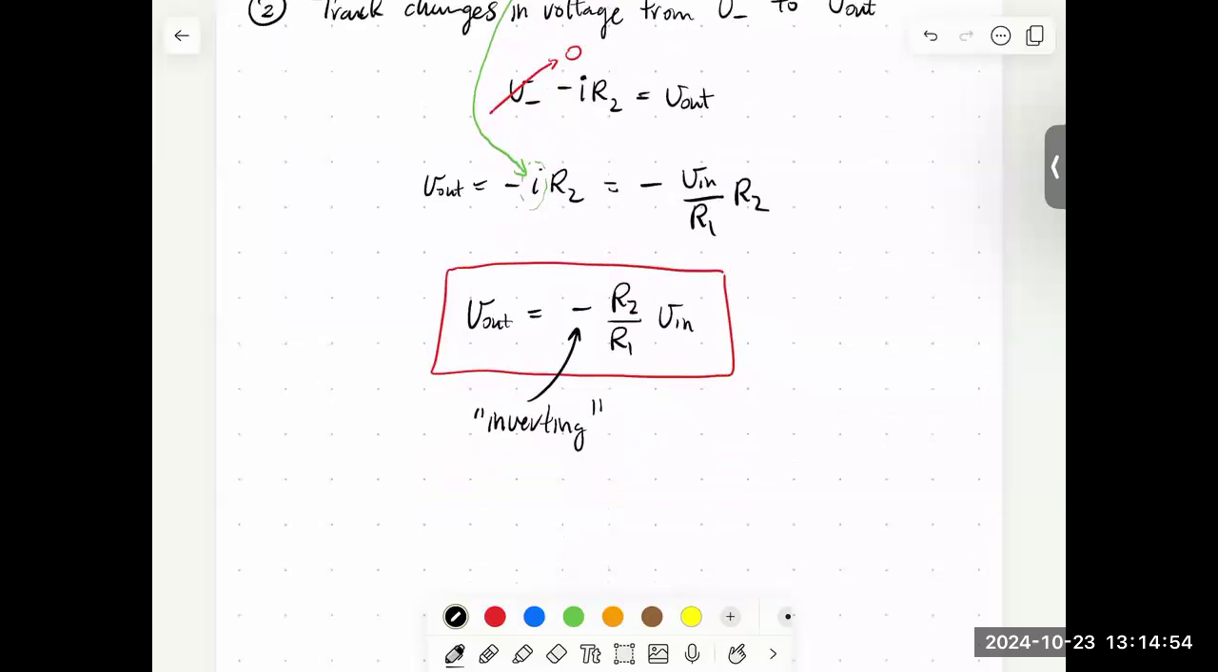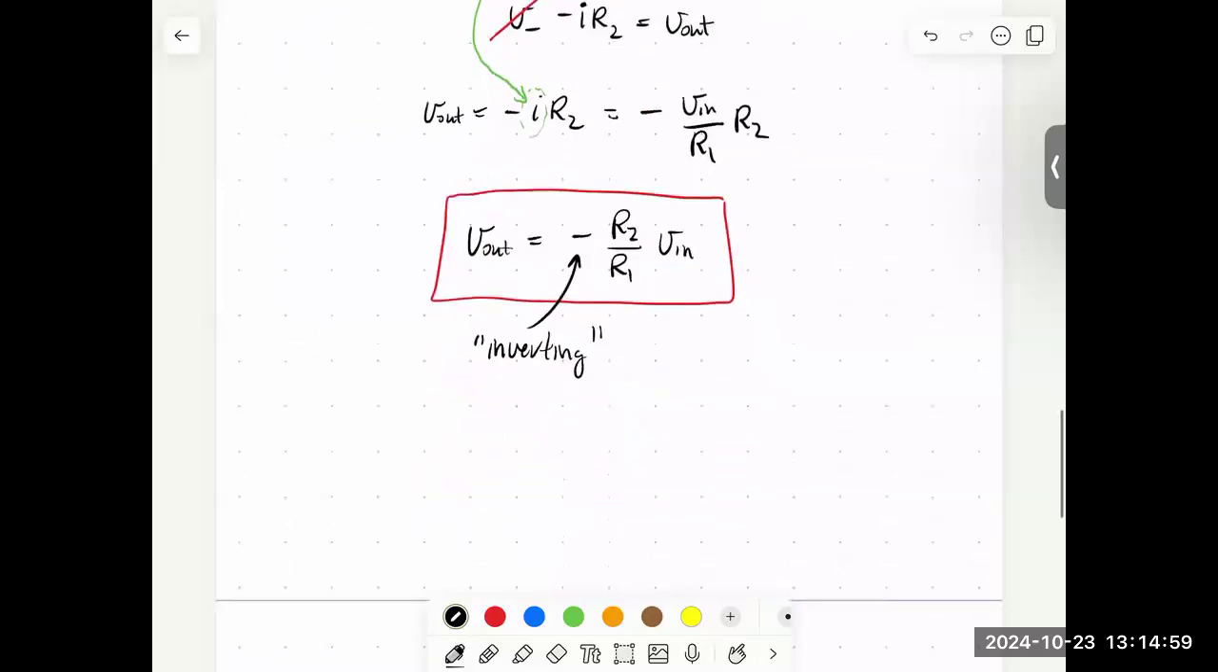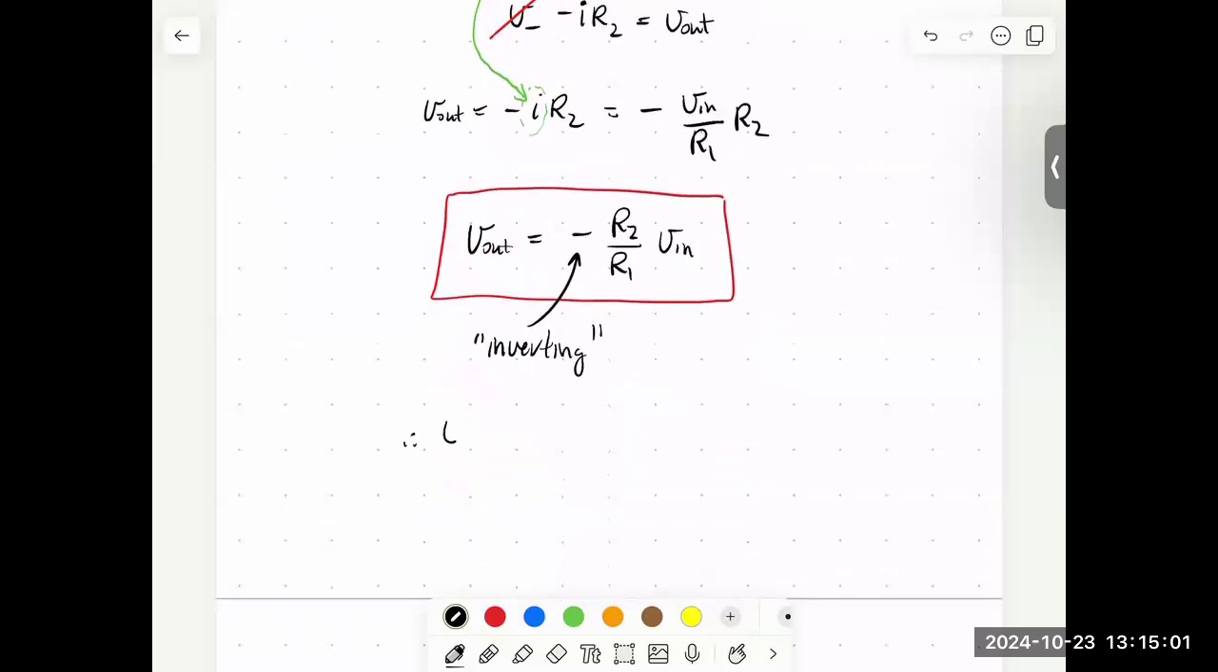We often like to talk about the gain of the amplifier, like how much do we amplify our signals by? And so we could say, therefore, V out over V in is equal to G, which we'll call the gain of our amplifier, and that's minus R2 over R1. So it's very convenient because we have a lot of choice for what resistors we could put in there. And so we can make this gain almost anything that we want.